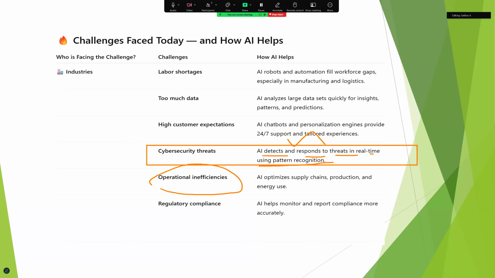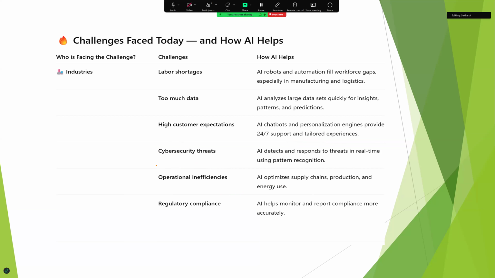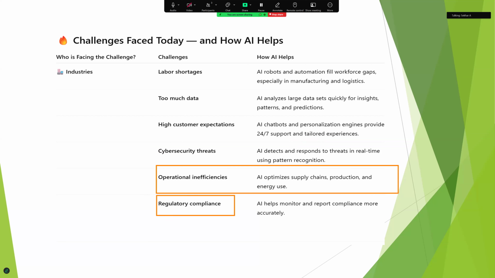Next, operational excellence. Okay, operational inefficiencies. AI optimizes supply chain, production, and energy usage. So this is how operational inefficiencies are addressed. Next, regulatory compliance. You know, right? Nowadays, every day some companies are reporting compliance issues because the data is threatened by cyber threats.